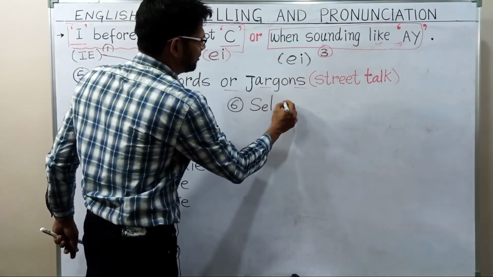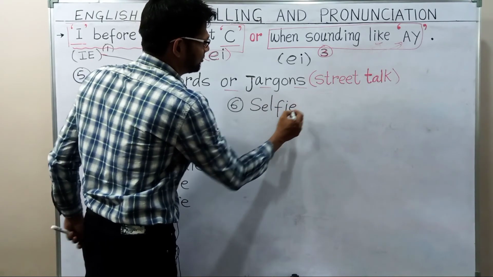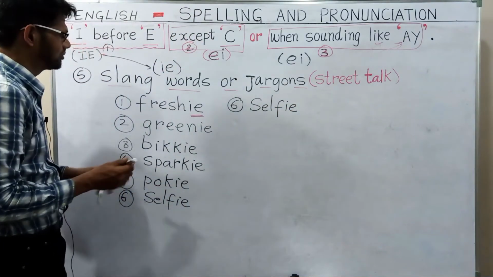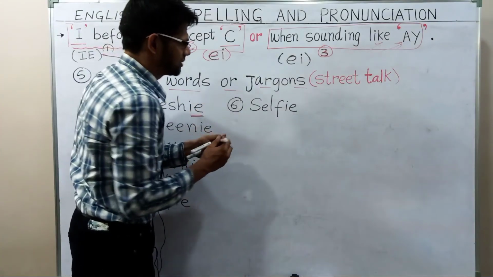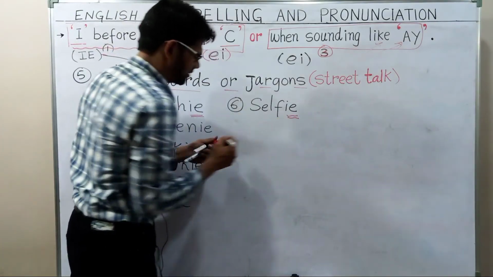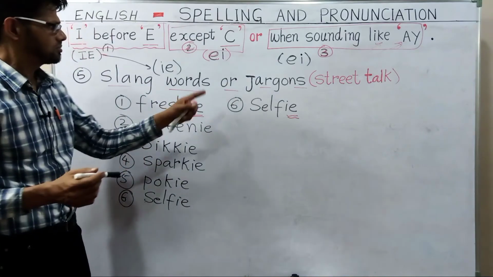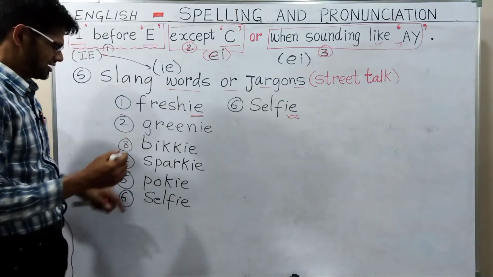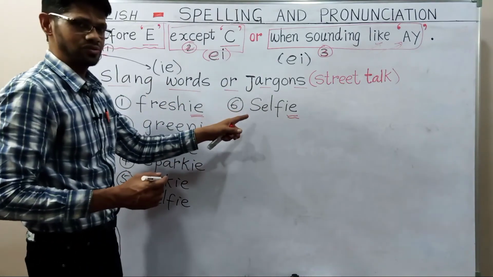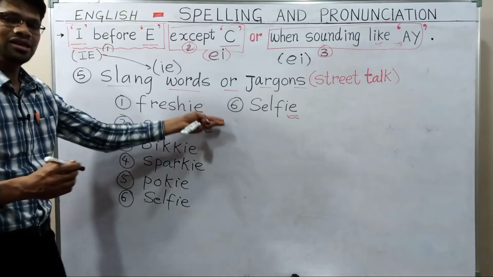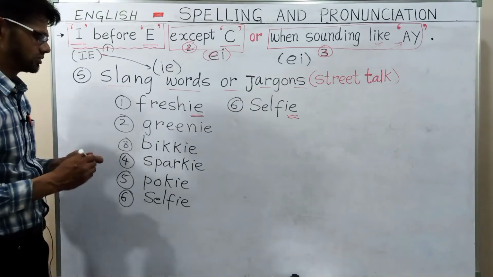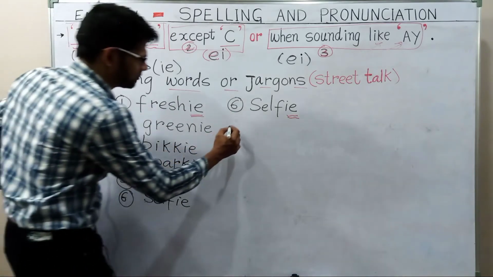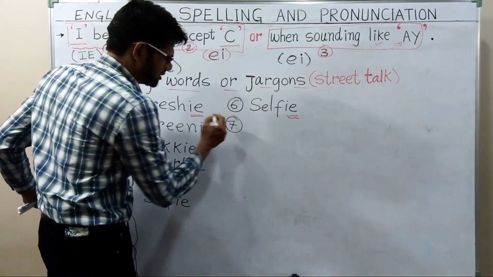Selfie. So the word selfie also follows which pattern? I and E. You can notice I and E. Selfie will also take this pattern. This is a very famous word nowadays in the world. Many youngsters, many people, almost everyone knows about this word.